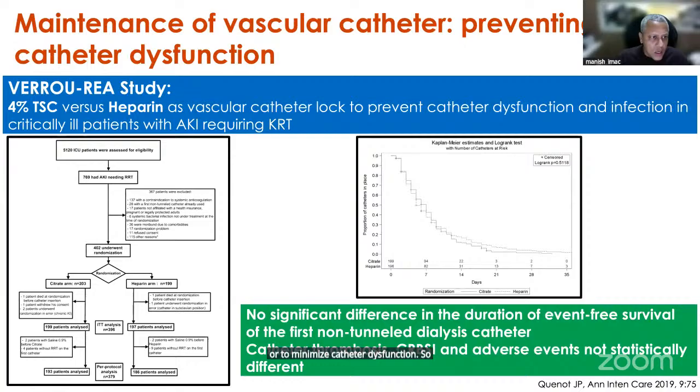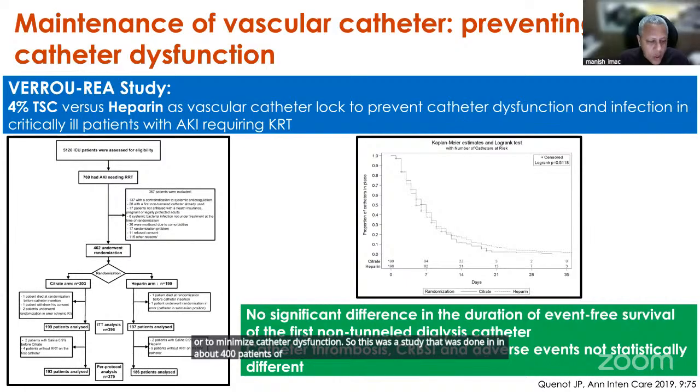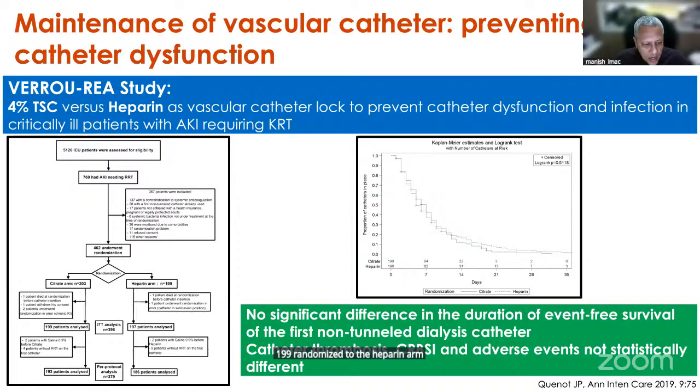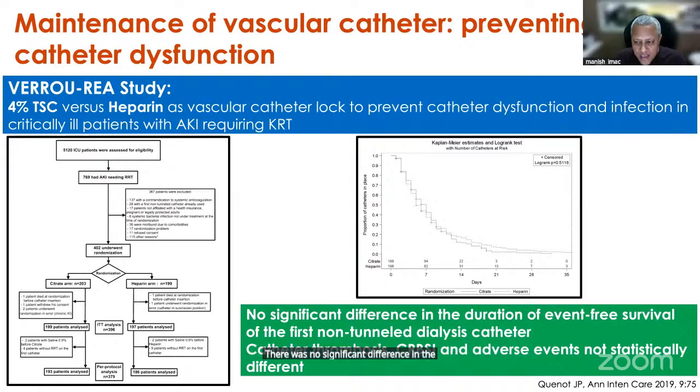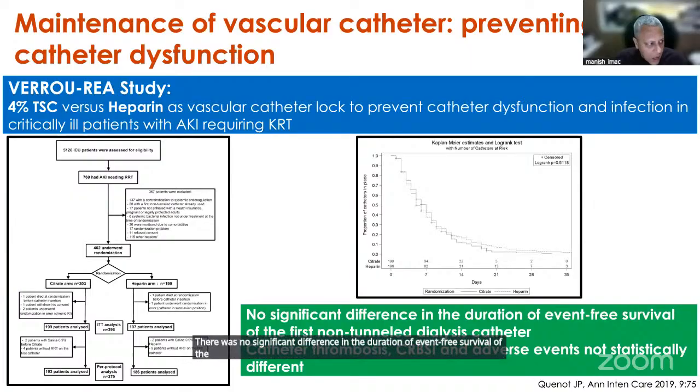So this was a study that was done in about 400 ICU patients with AKI requiring dialysis. 203 were randomized to the citrate arm and 199 randomized to the heparin arm, with an intention-to-treat analysis in about 396 patients. They locked the catheters with either 4% trisodium citrate or heparin as a lock solution. And as you can see on the Kaplan-Meier graph on the right, there was no significant difference in the duration of event-free survival of the first non-tunnel dialysis catheter.